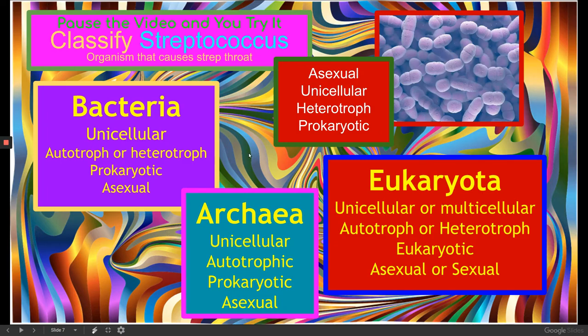Now it is your turn. In just a moment, I want you to pause this video and try to classify Streptococcus. Streptococcus is the organism that causes strep throat. It is asexual, unicellular, heterotroph, and prokaryotic. These are its traits right here. This is what it looks like under a microscope. So at this time, I want you to pause your video and see, can you apply taxonomy and figure out which domain it belongs in? I'll be right back with you in a few moments.